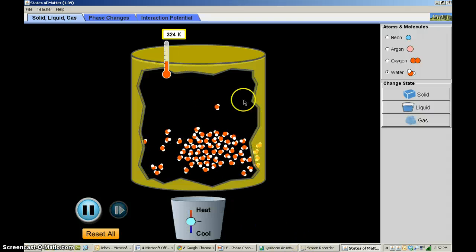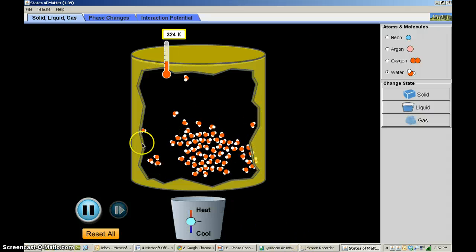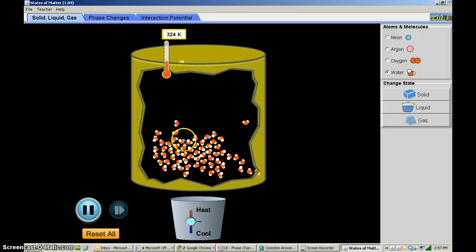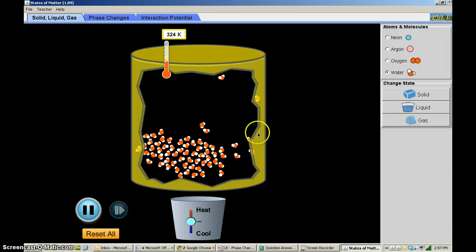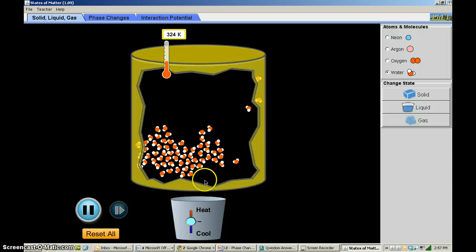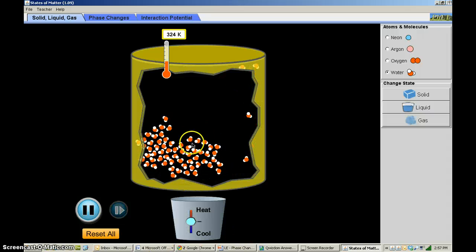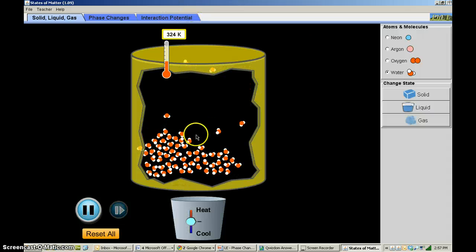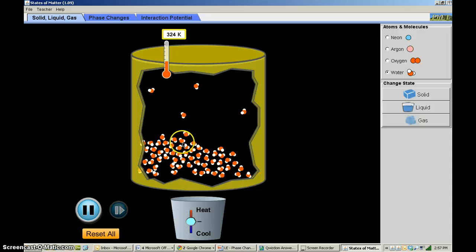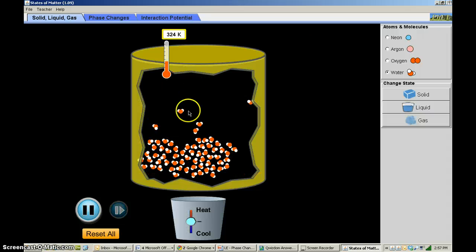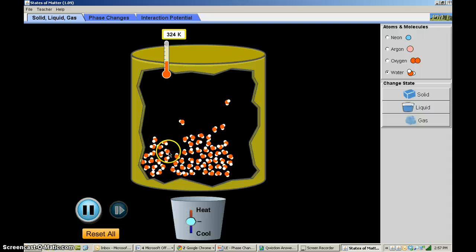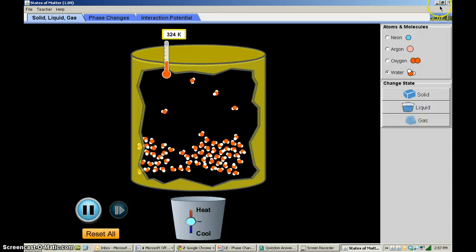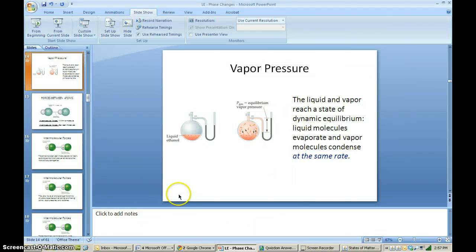What we'll see over time is that this one will come back and others will escape, as some of the water molecules escape into the gas phase, some in the gas phase escape into the liquid phase. And overall, the amount of molecules that are liquid and the amount of molecules that are gas stay equal to one another, but that's what we call a dynamic equilibrium because it is constantly changing. You'll see some are coming back and becoming part of the liquid again, and others are bouncing off and being part of the gas. So let's go back to our PowerPoint slide.